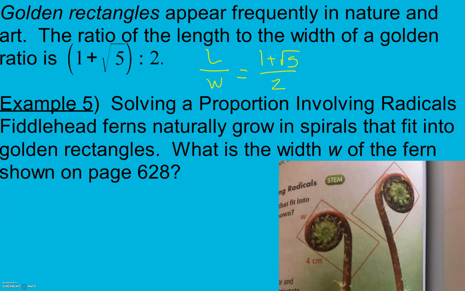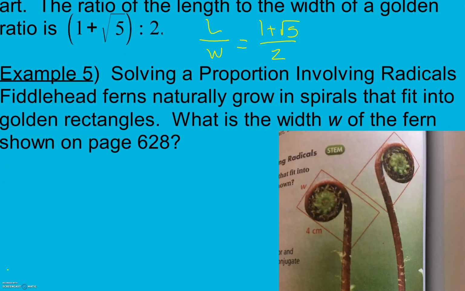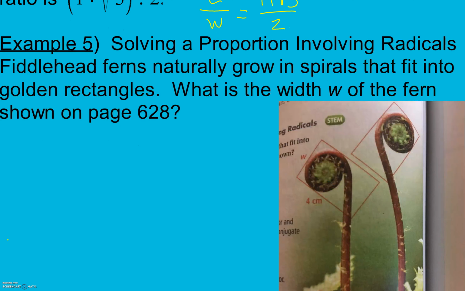So in example 5, we're going to use that idea. We're going to solve a proportion involving radicals. Fiddlehead ferns naturally grow in spirals that fit into golden rectangles. What is the width of the fern shown on page 628? This was well past my realm of construction, so I just took a picture and threw it in there.